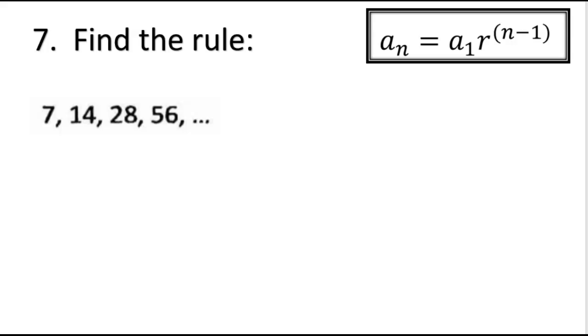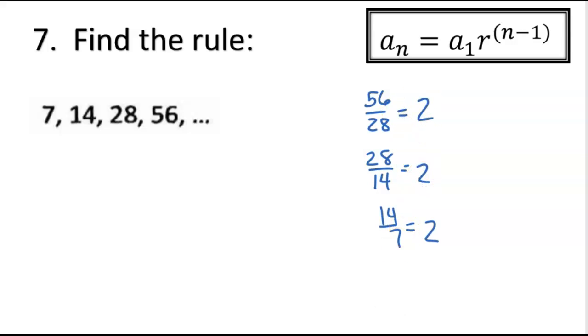But if I have a pattern, how do I find the pattern rule? Well, first, I need the multiplier. 56 divided by 28. 28 divided by 14. 14 divided by 7. When I divide that, I get the same number every time. The same multiplier number. If I have a multiplier, I'm multiplying by 2 to get to the next number in the pattern.